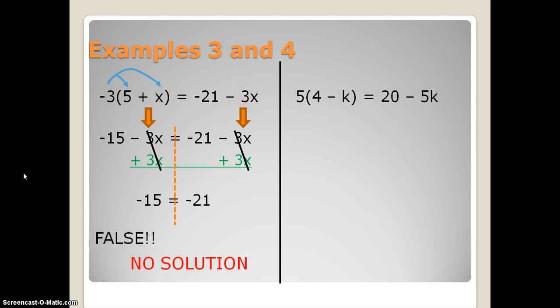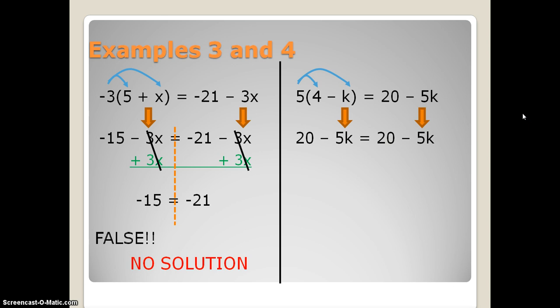Let's take a look at another one similar to that. So if I were to go through and distribute, because I have a set of parentheses, I'm going to get 20 minus 5k. And now, once again, I have the 5k's, and they're exactly the same. They have the same sign. They're both minus or negative, and they're both the same number, same variable.